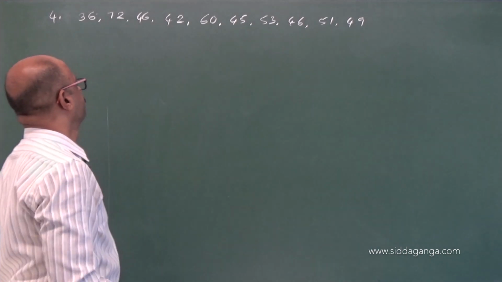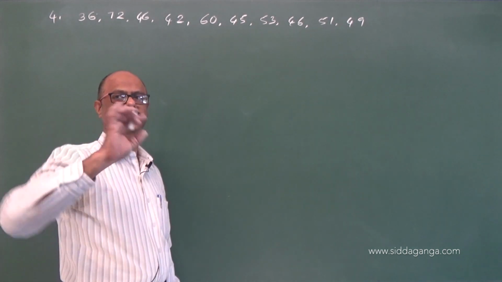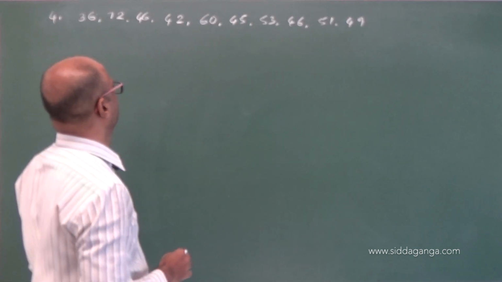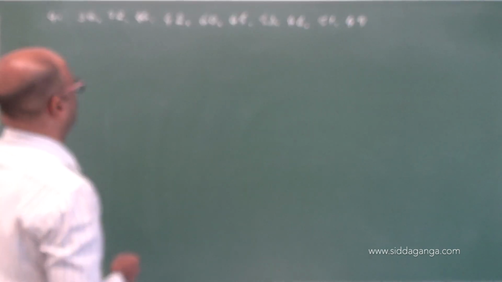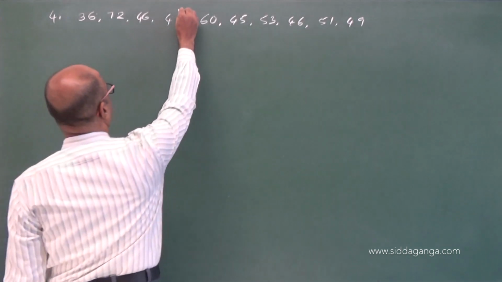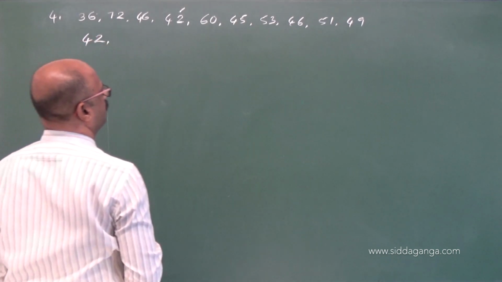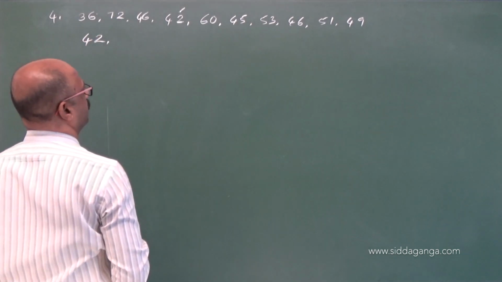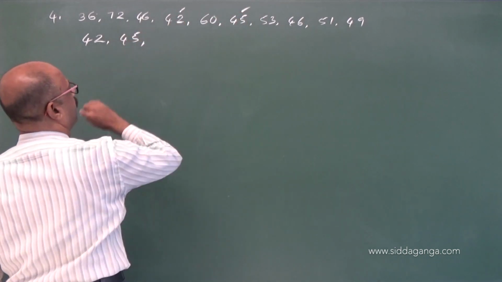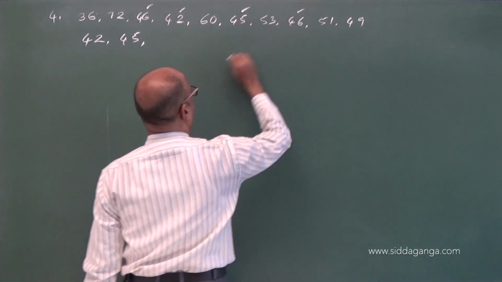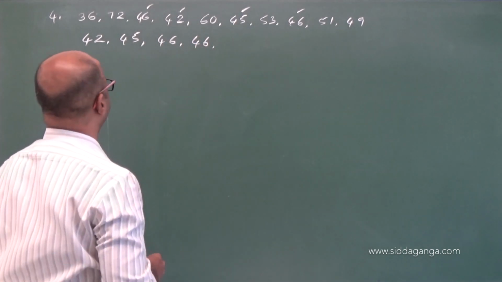Problems are very simple. Since the problem is related to median, first we should arrange the given numbers in ascending order, meaning smaller to bigger. Look at the smallest number. The smallest number here we find is 42. So we'll write 42. 42 is the first number. After 42, we find 45. We find 2 times 46.